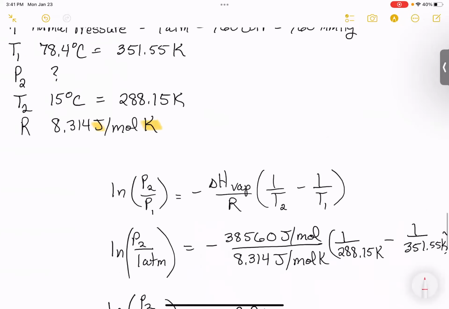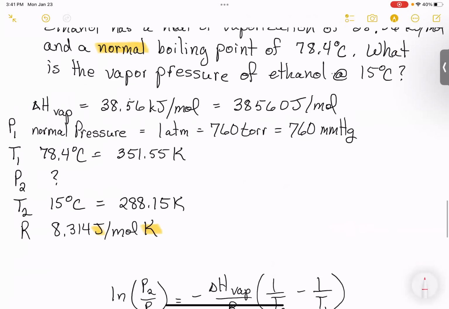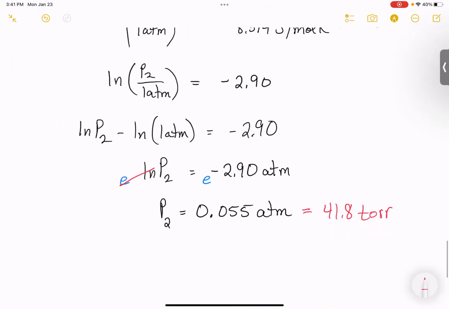There are 760 torr in 1 atmosphere, so I multiplied my atmospheres by 760. Other questions? And folks, please ask. Make sure you know what you're doing. Yes.